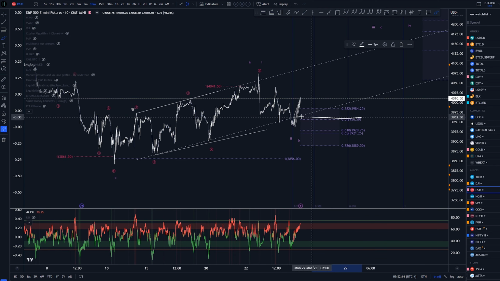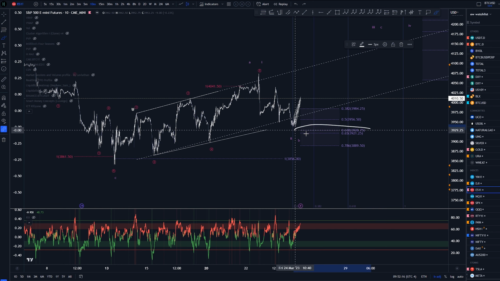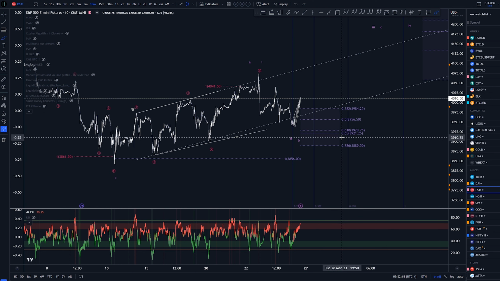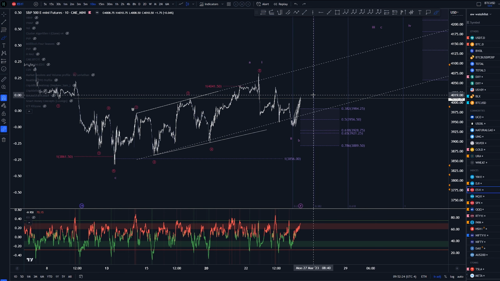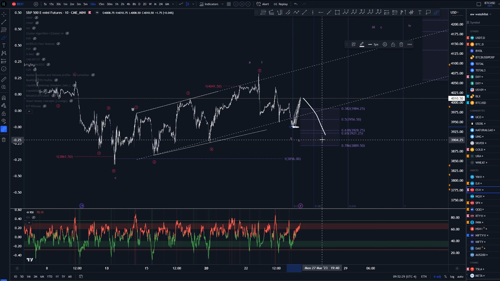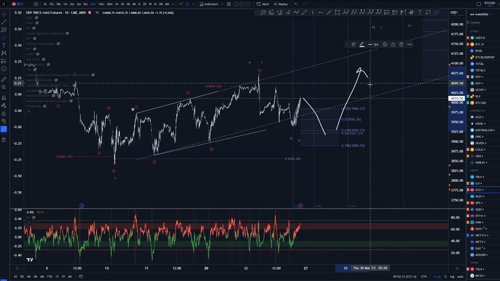Again, we shifted right between the 0.5 and the golden pocket, which is typically not a good area to stay at. So I still have a possibility here that we are going to be taking out these lows once more before going to the upside again.